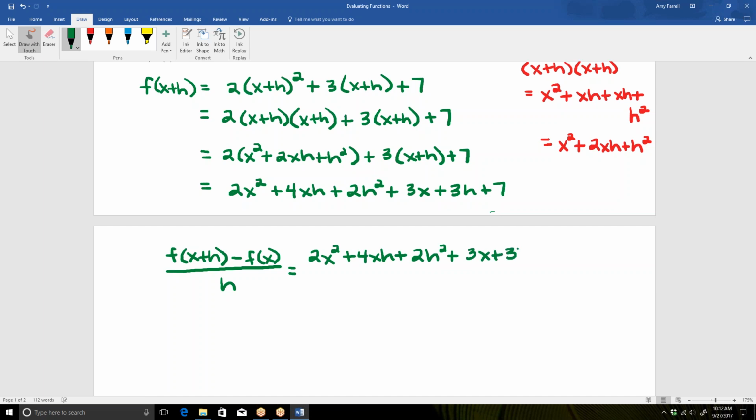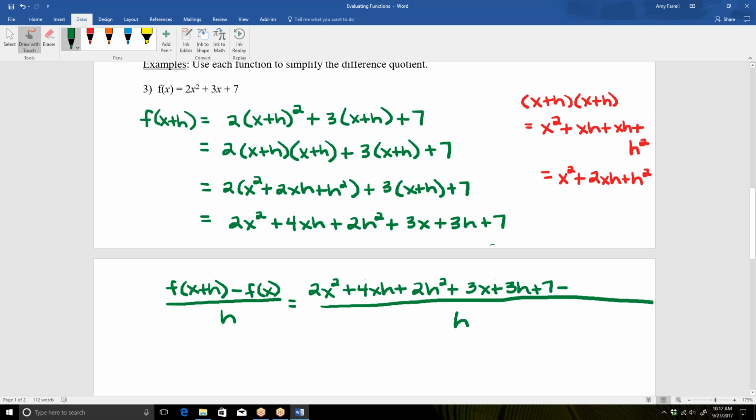All right, then I'm going to subtract f of x. Then I'm going to put the whole thing over h. When you subtract f of x, you're going to subtract all terms. Okay, let's go back up. I need to be able to see f of x here.